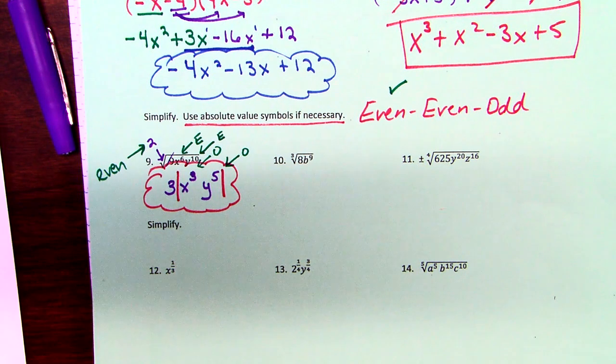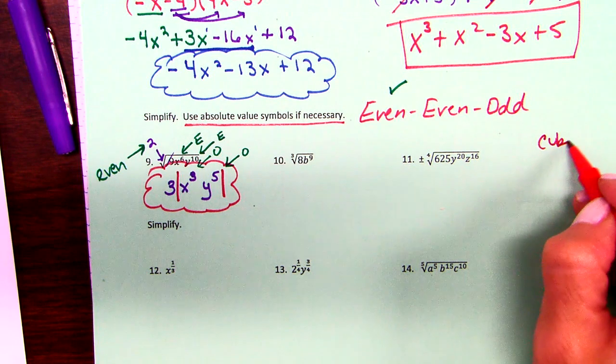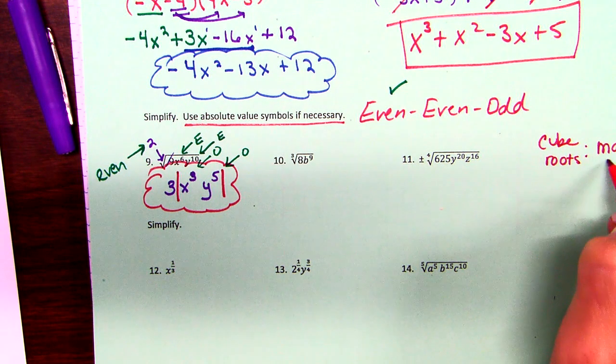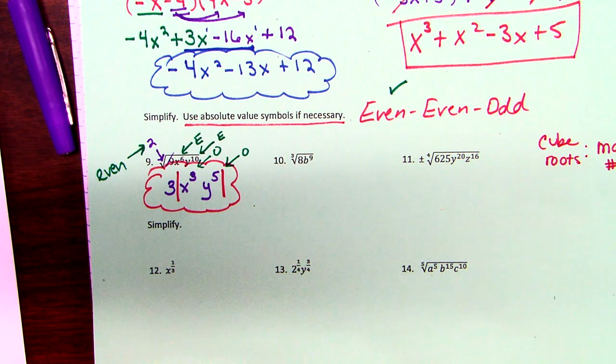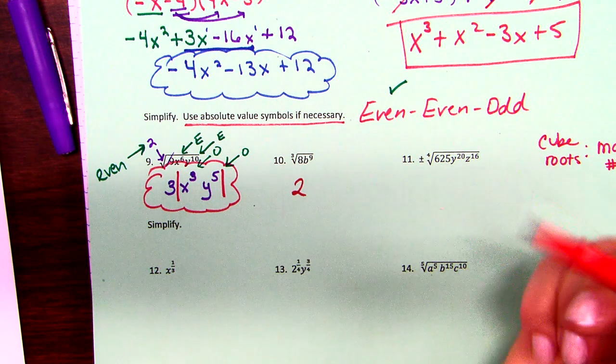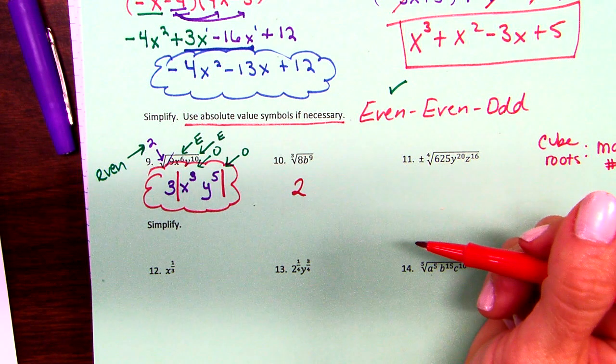Okay? Do you guys remember where to find cube roots in your calculator? Cube roots are math number 4. I don't have my calculator, so double check me. Hit the math button, hit the 4, and you'll have a cube root on your screen. The cube root of 8 is what? 2. 2 times 2 times 2 is 8. Okay? And then b to the 9 divided by 3.